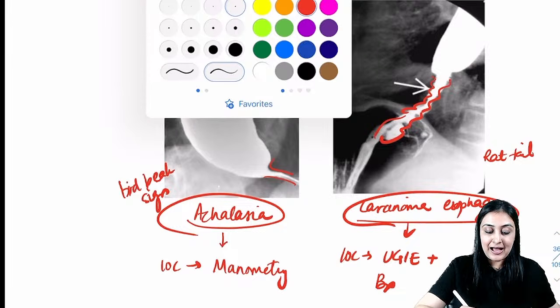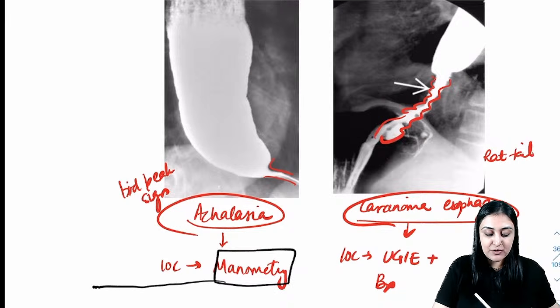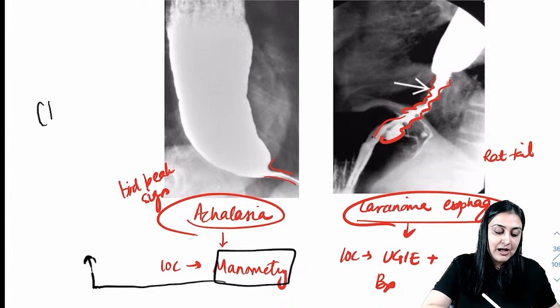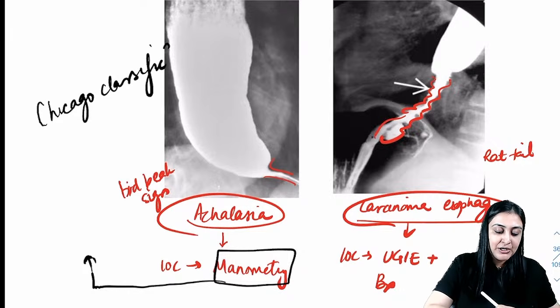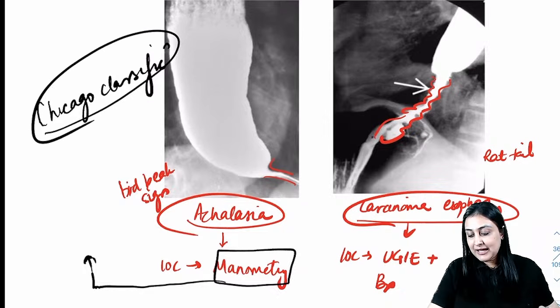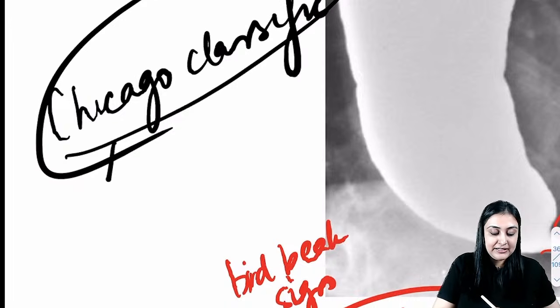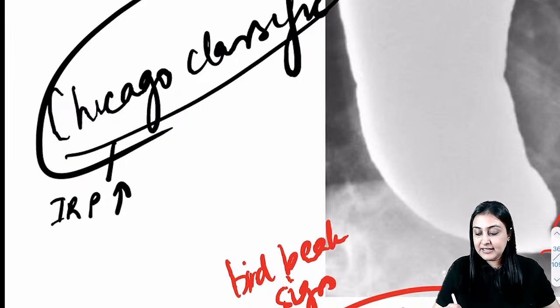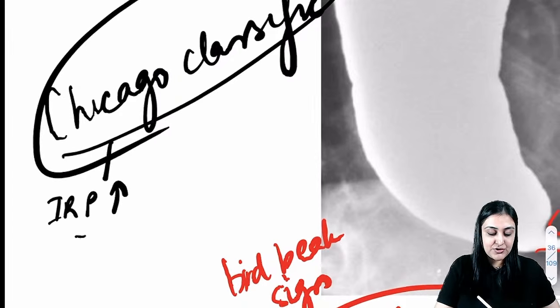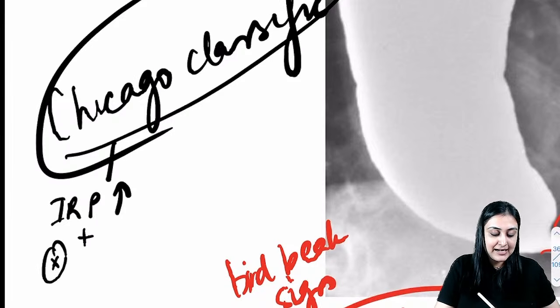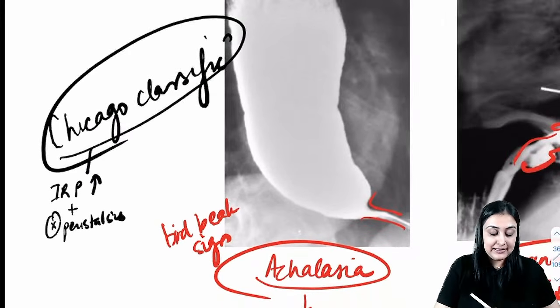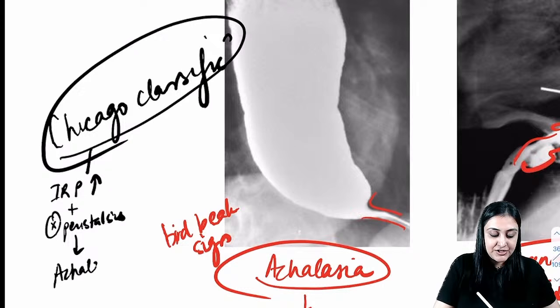Very important for INICET aspirants, on manometry, what is the classification that I use? I use the Chicago classification. Very quickly, do you want to revise Chicago classification? I'll tell you three buzzwords and you will tell me the diagnosis. So on Chicago, if they tell you that integrated resting pressure of the lower end of the esophagus is increased, and there are no peristaltic waves, there is no peristalsis, and IRP is increased, it's going to be achalasia.